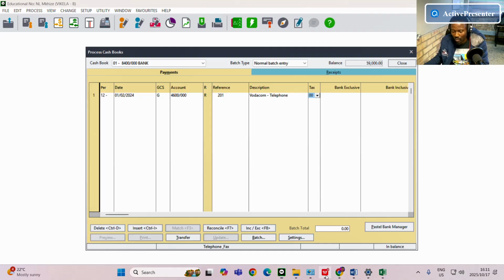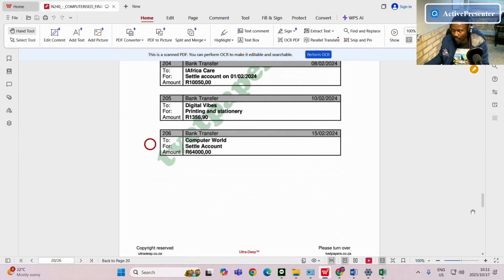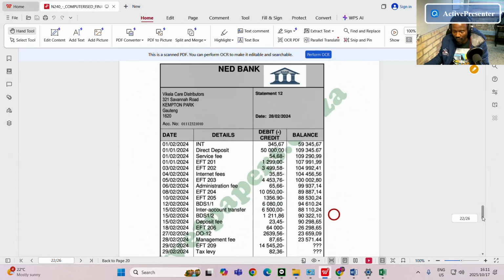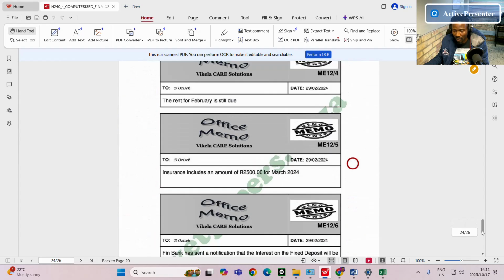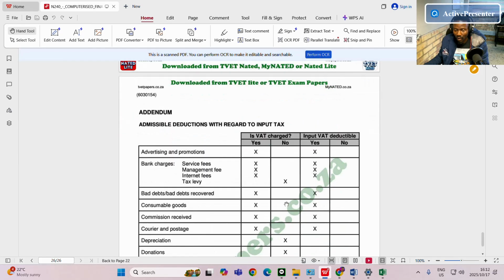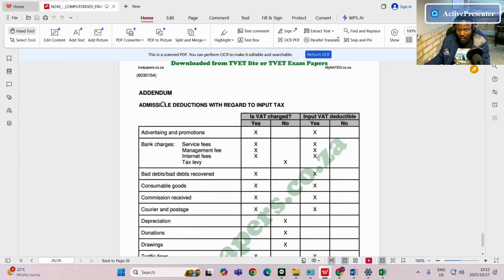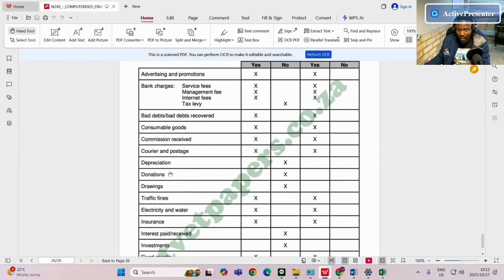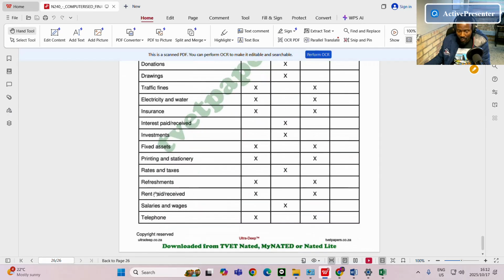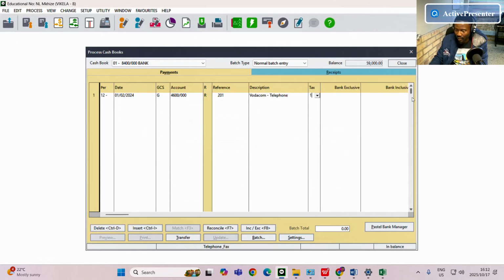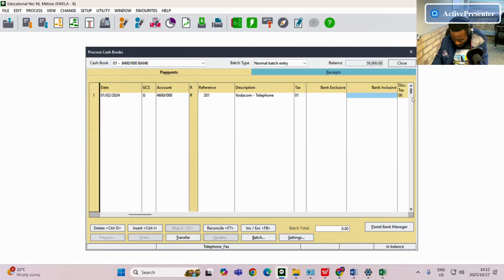We said we need to look at the addendum to check whether VAT is charged or not. This is the addendum that's attached. When it comes to telephone and fax, yes, it is charged. It is charged at standard rates, which is one, enter. Then I put 1,299.